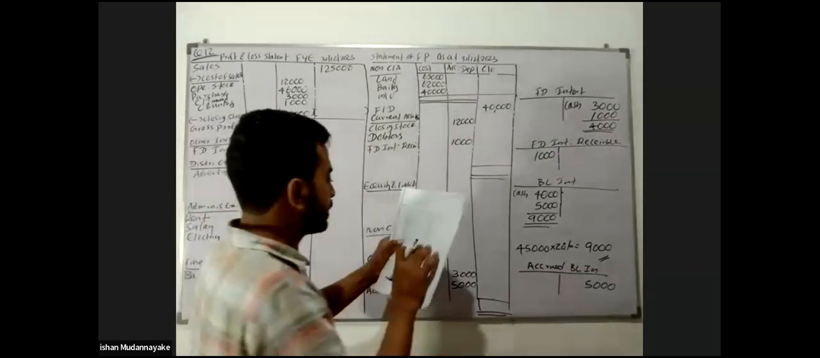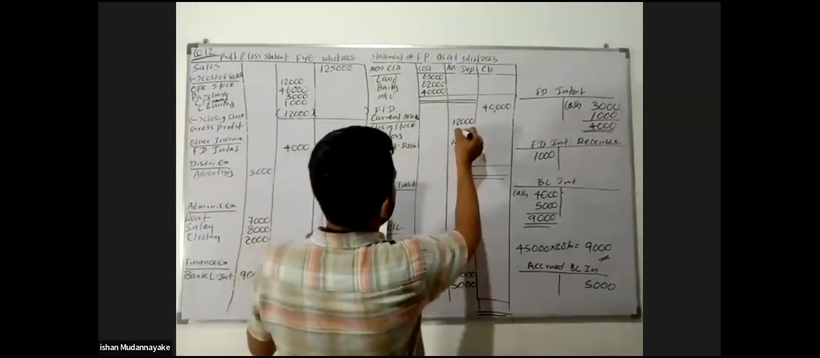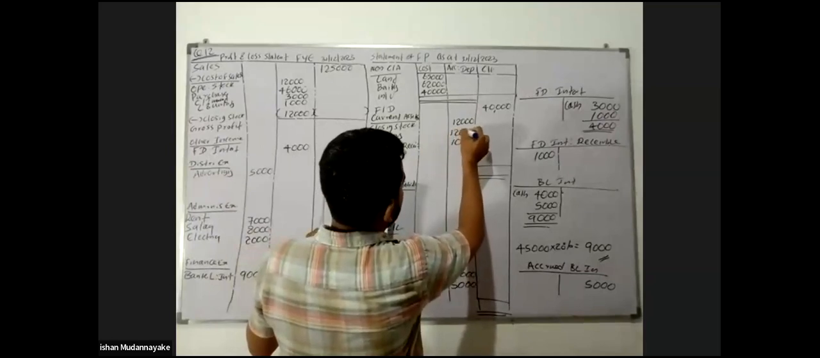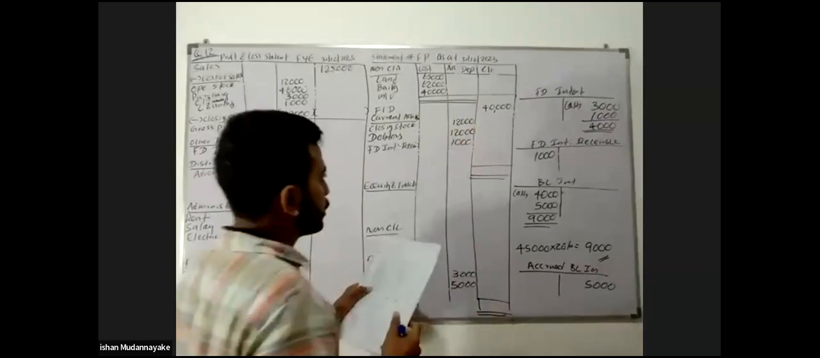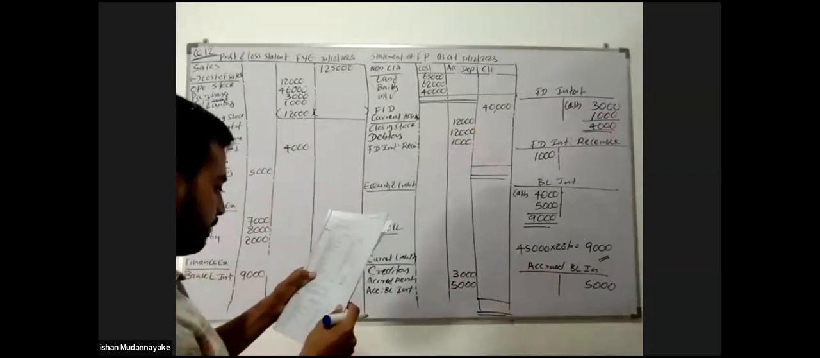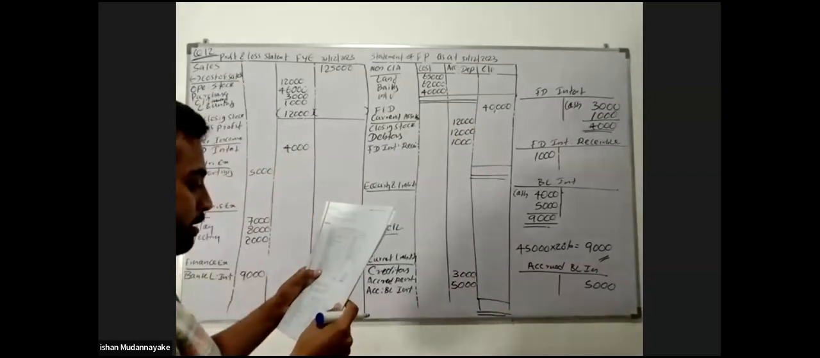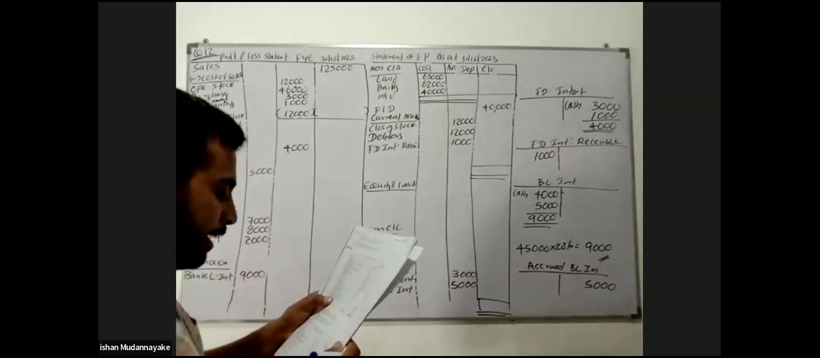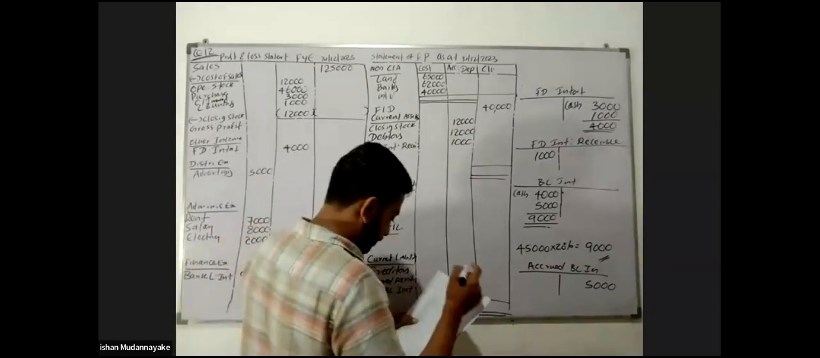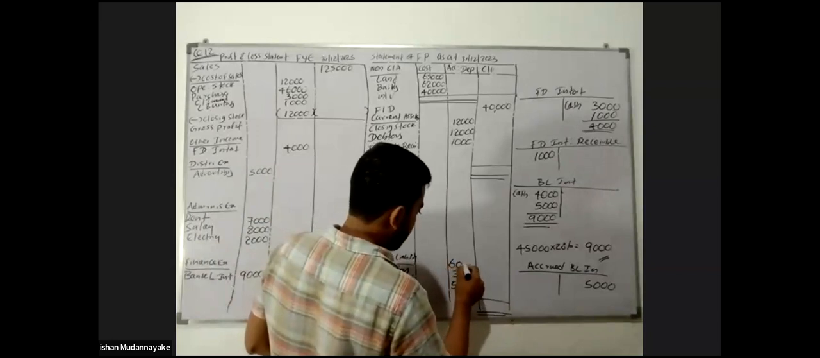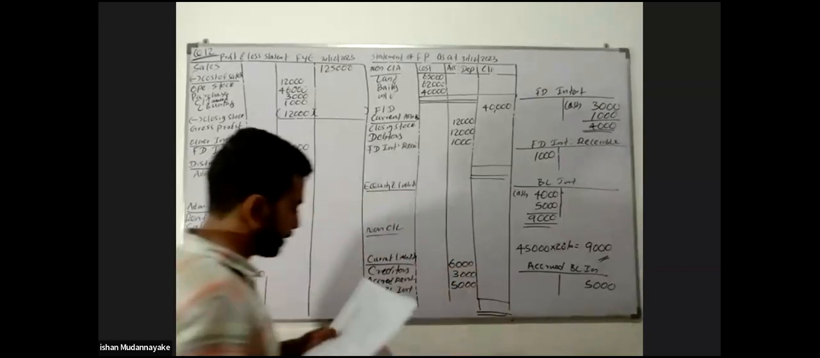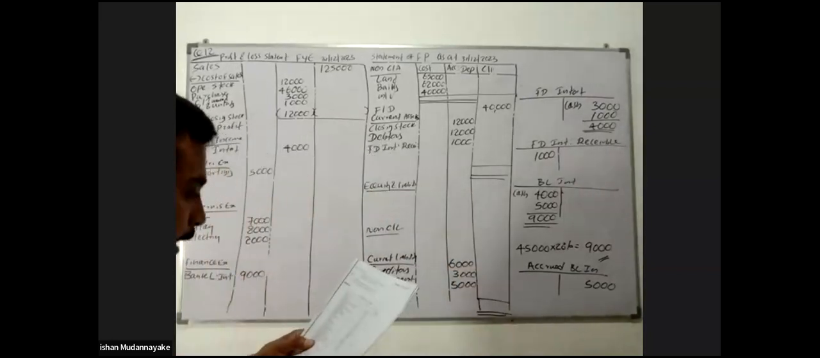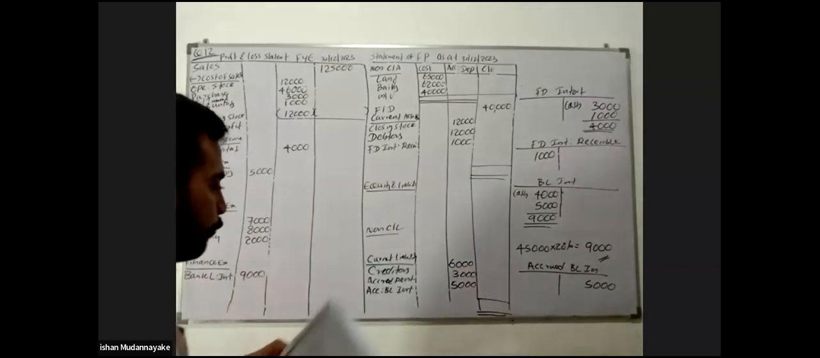Debtors 12,000, current assets. Creditors, another name is trade payable, 6,000. And then 20% bank loan 45,000.